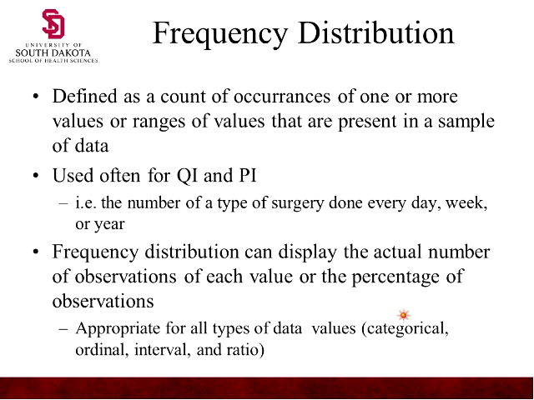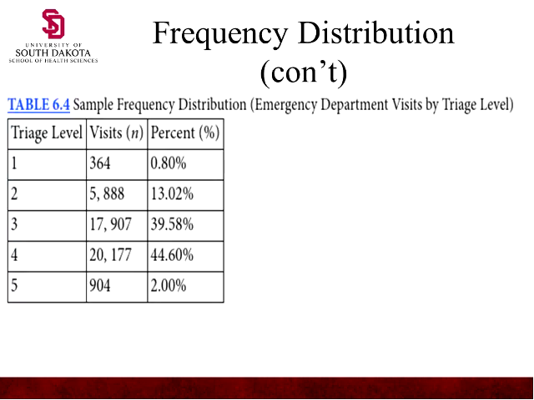So it's appropriate for all types of data values: categorical, ordinal, interval, and ratio. So frequency still applies. A good look at frequency distribution is at those triage levels. So here's the visits, and here's the number of visits that were identified within those triage levels, and it also shows percentage. So there's the N.